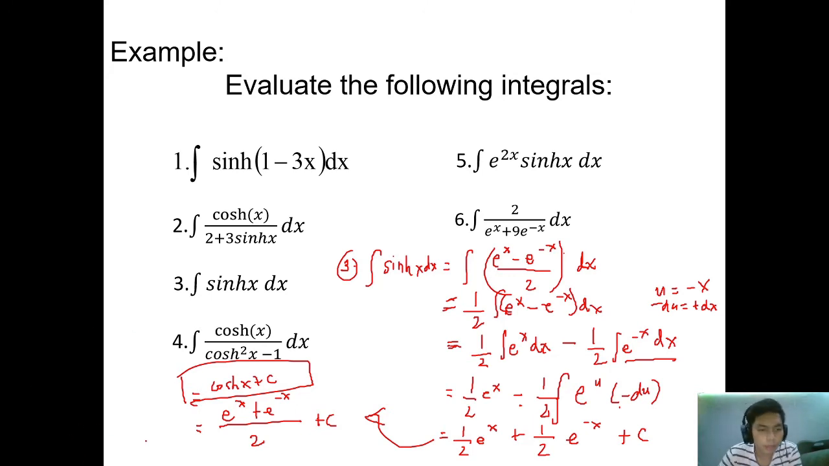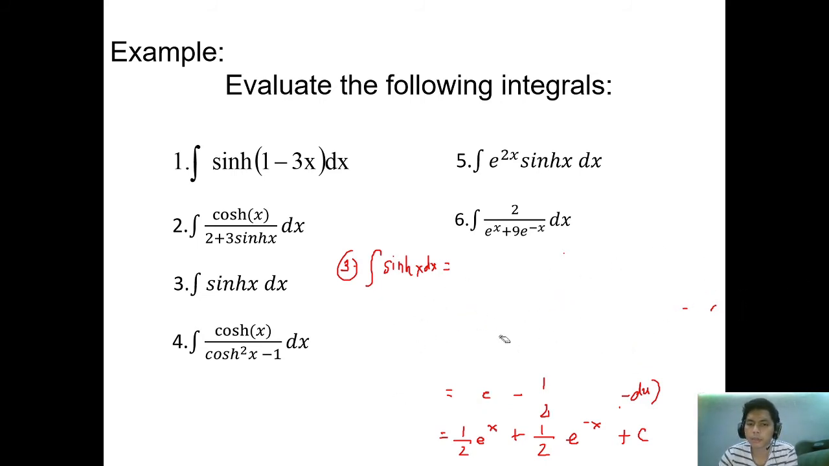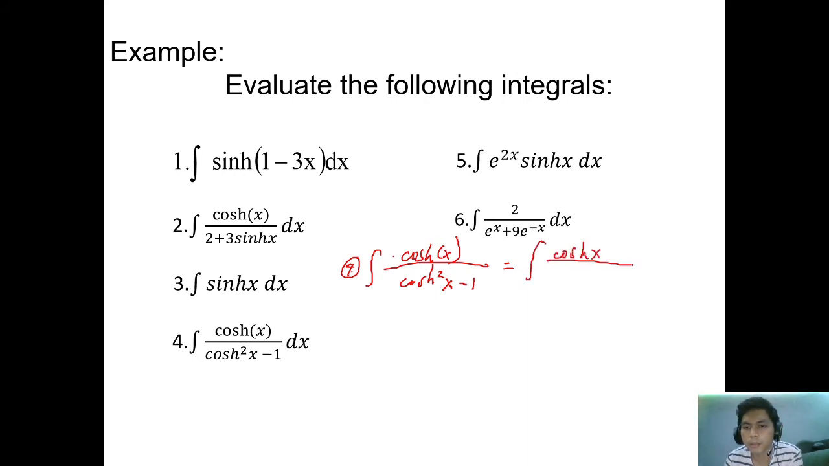Alright, now for number 4 we have cosh x. This one is so easy. Remember that cosh squared x minus 1 is just equivalent to sinh squared x. So for number 4, let's answer that: cosh x over cosh squared x minus 1. Again, that is just equivalent to cosh x over sinh squared x.